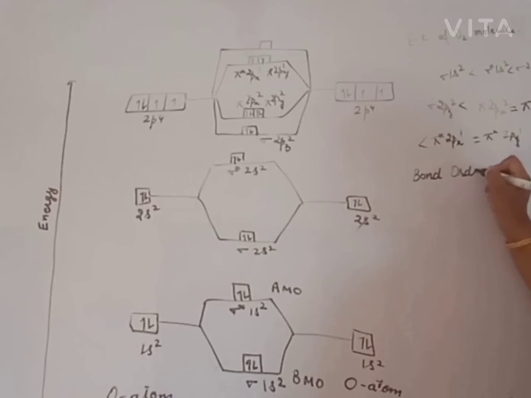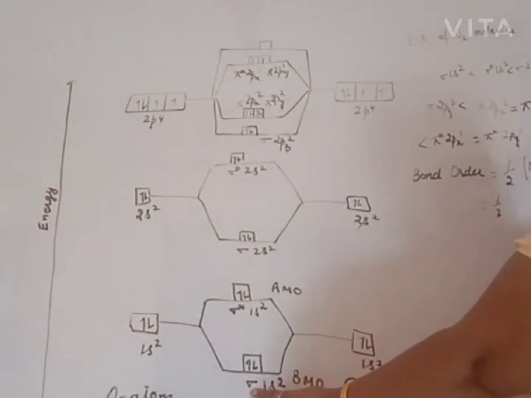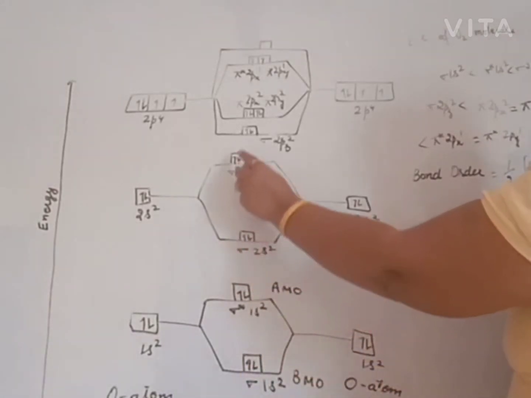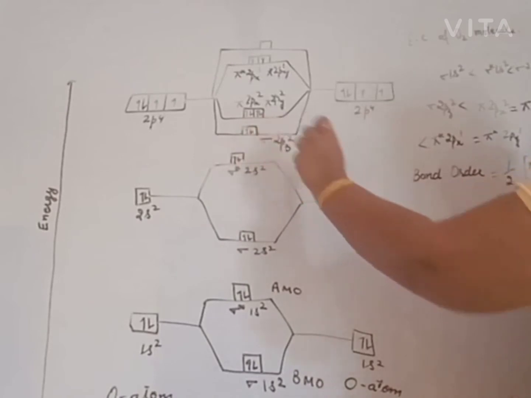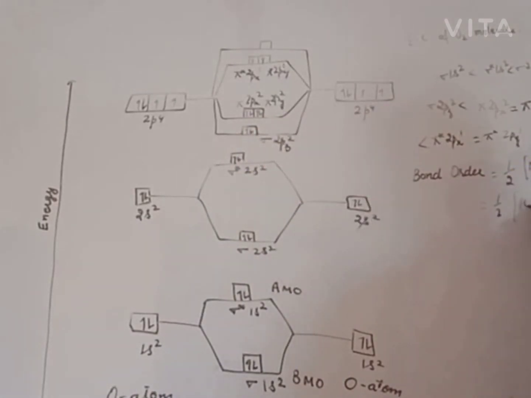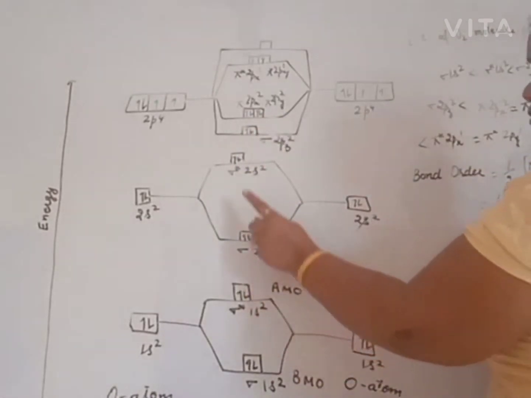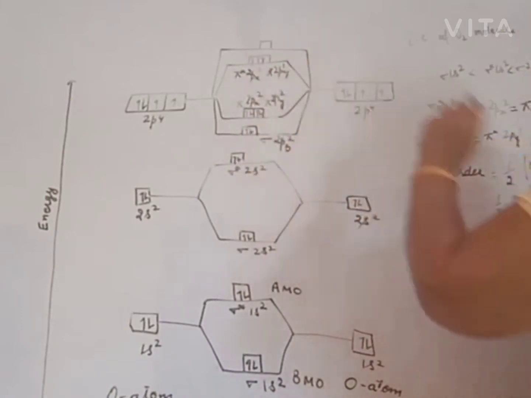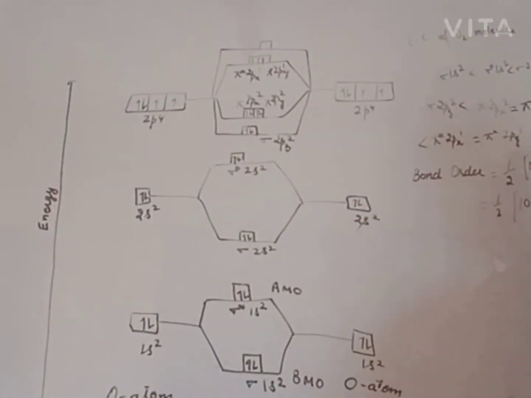Calculate bond order. The formula to calculate bond order is half of the number of bonding electrons minus the number of anti-bonding electrons. Bonding electrons are 2, 4, 6, 8 and 10. Anti-bonding electrons are 2, 4, 5, 6. So 4 by 2, the answer is 2.